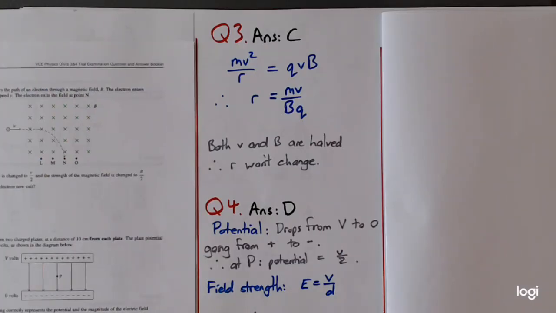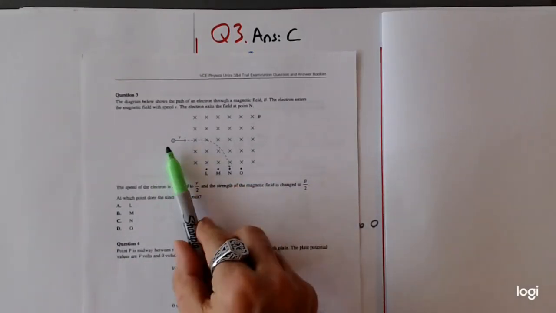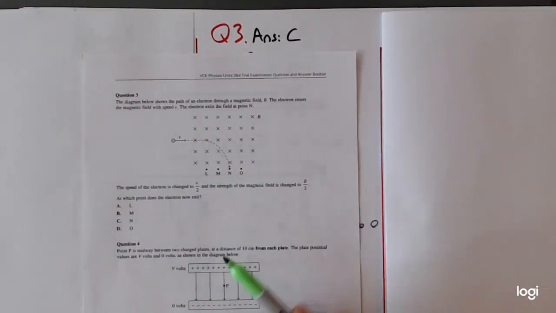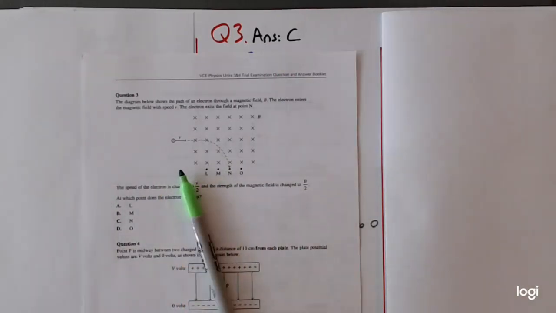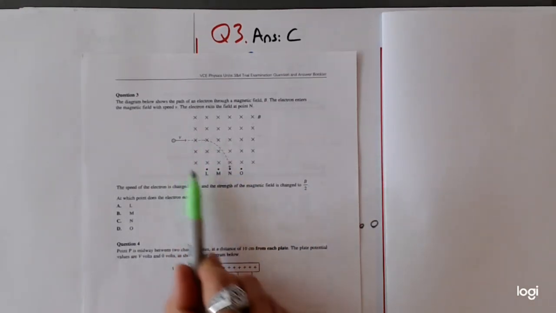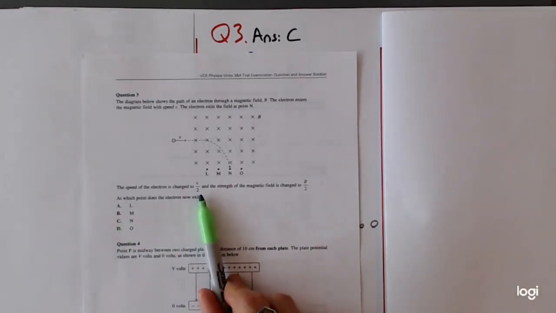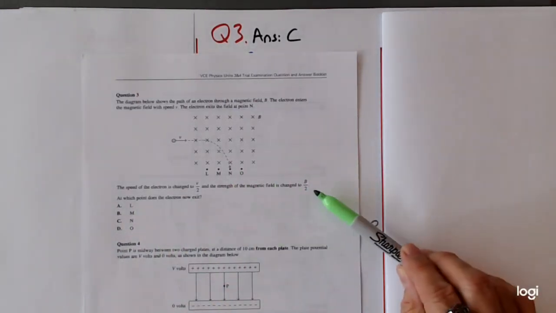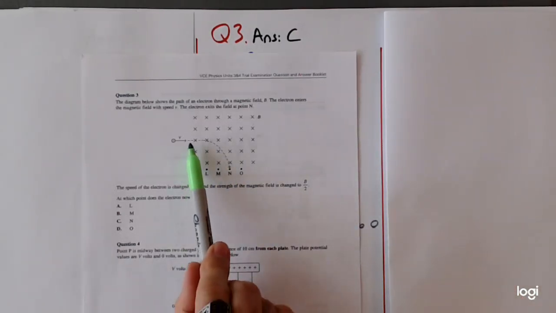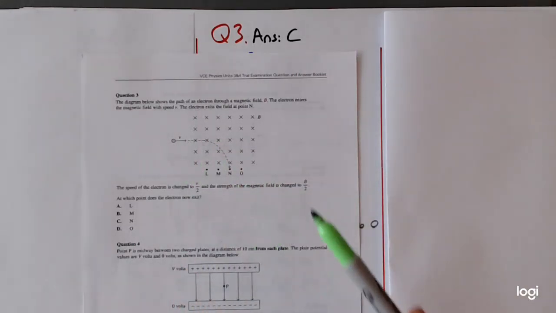Okay, question 3. I am going to show you this picture. A charged particle, an electron, goes into a magnetic field that's going into the page. It gets bent according to the left-hand rule. It's going that way, it's going to get bent down, and then ends up taking a circular path, and it comes out at point N. If the speed of that electron is dropped to half of its value and the strength of the magnetic field is dropped to half of its value, which point would it now exit? In other words, will that circular path be bigger or smaller? Will it have a bigger radius or a smaller radius? Here's how to work it out.